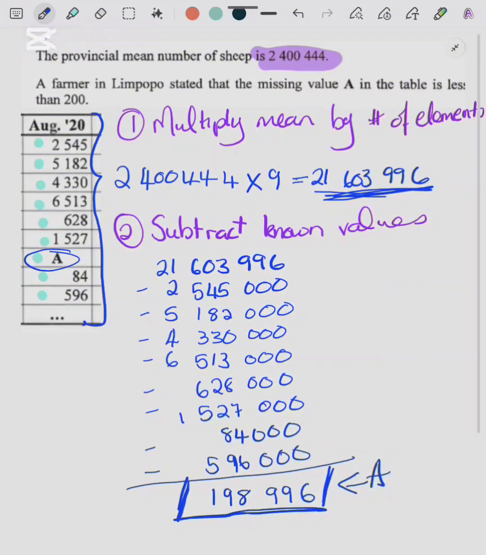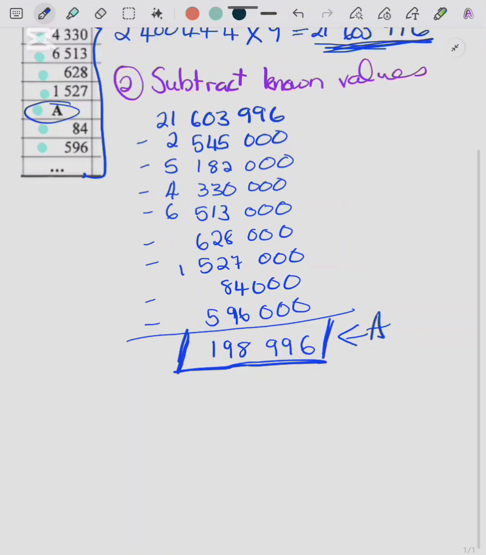So when they're saying here in our question that the missing A value in the table is less than 200, they're actually meaning less than 200,000. Okay, so the way I would show this, just so that my examiner knows that I'm understanding what's happening with the 1,000, is I would say 200 is actually going to be 200,000. So A is 198,996, which is less than 200,000. Therefore, since she said it would be under that, we would say she is correct.